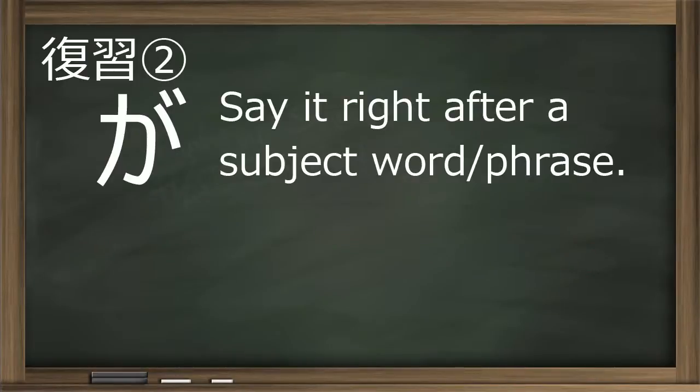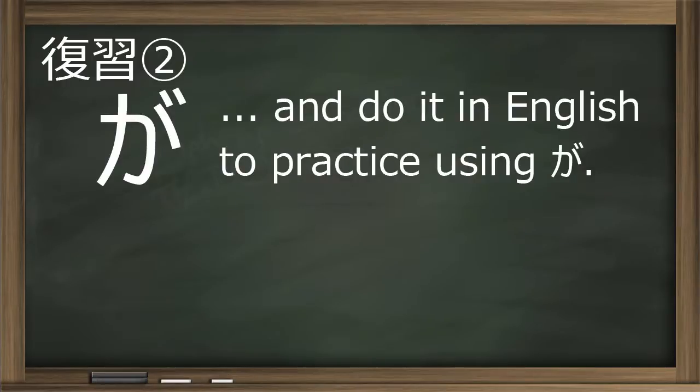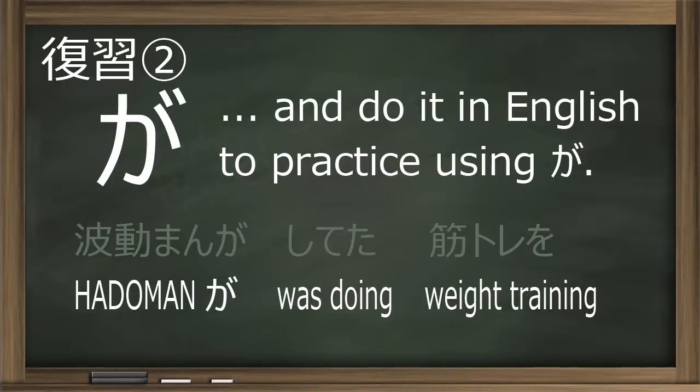Right, review point number 2. Say ga right after a subject word or phrase. And try to do it even when you speak English, so you can practice using ga. What I mean by that is, normally you would say Haruman was doing weight training, but in order to learn how to use ga properly, start saying ga right after the subject word, which is Haruman in this case. So say Haruman ga was doing weight training.